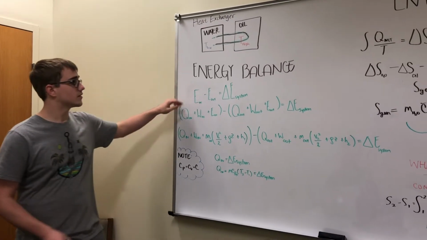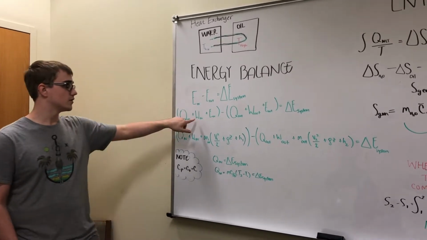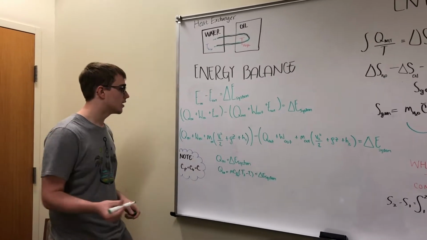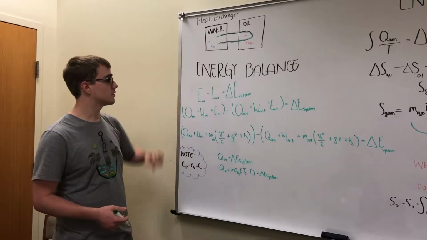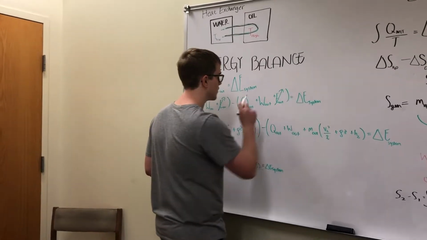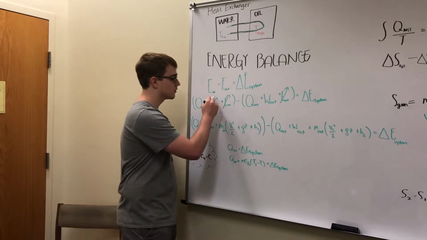For the energy balance, obviously we start with the first law, and then expanding that out, we get our heat flow in, our work in, and our energy flows in, and then obviously out. Basically, because this was a closed system, our energy flows are going to go to 0. And the system is not doing any work, so those are also going to go to 0.